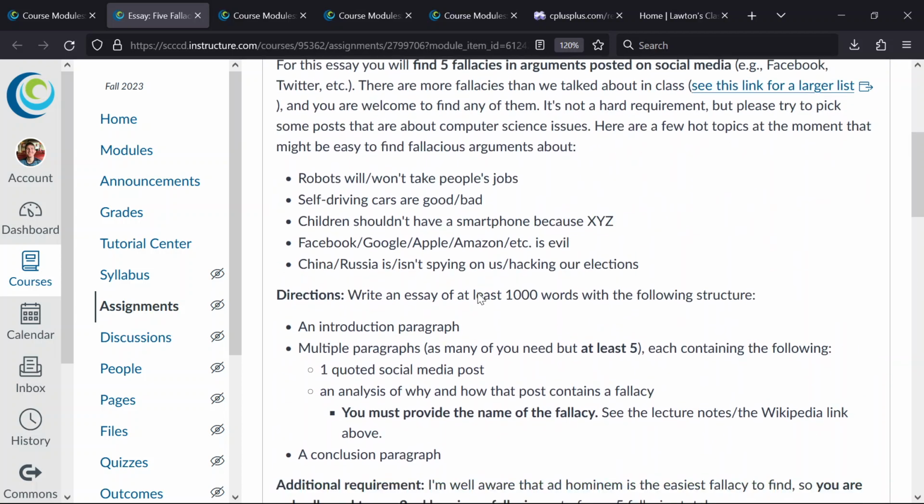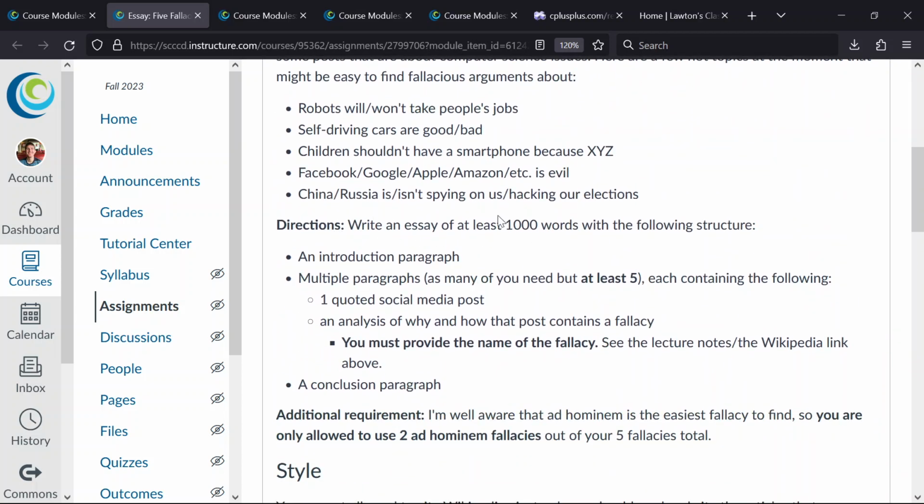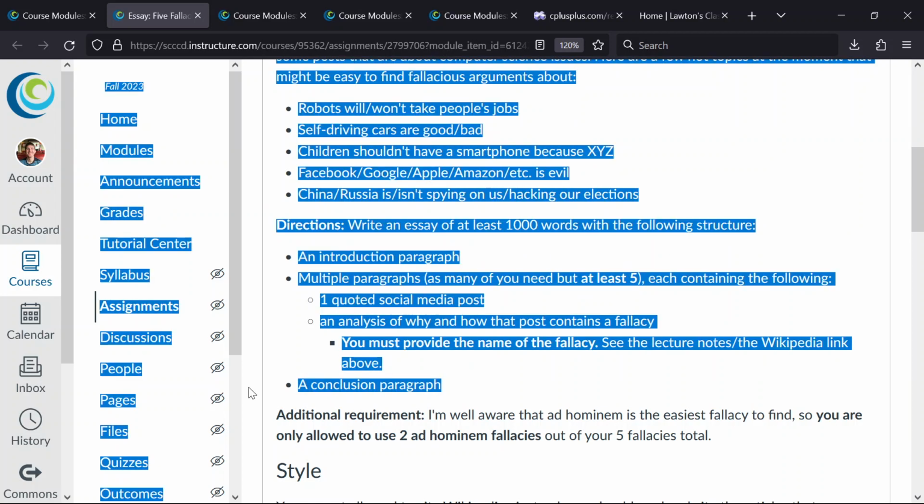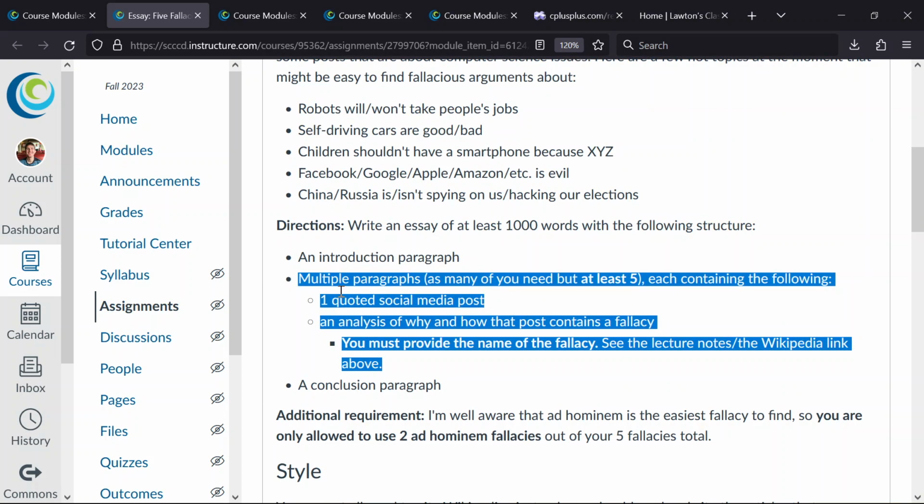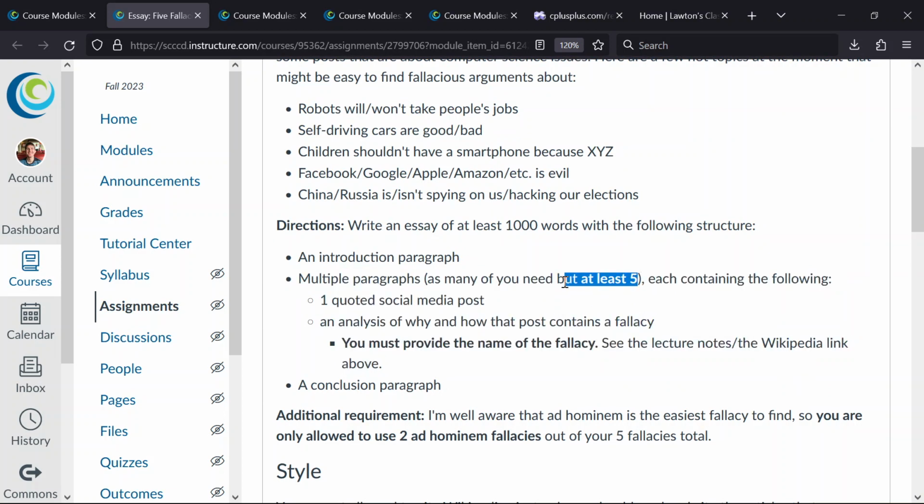Okay? So here's what I want your essay to look like. At least 1,000 words. Here's the following structure. Make it an essay, please. Have an introduction and a conclusion paragraph. But in the middle, the meat, I want you to find at least 5 fallacies, so at least 5 paragraphs, each having the following. I want you to quote a post from social media, like from Twitter. You can grab a screenshot if you want. That could be part of your word count. This is fine. And then I want you to analyze why that post has a fallacy in it.